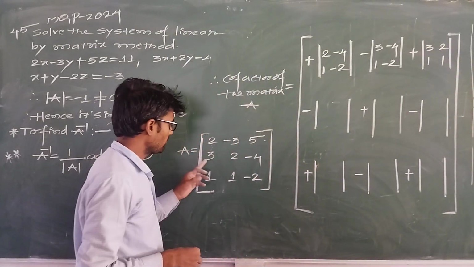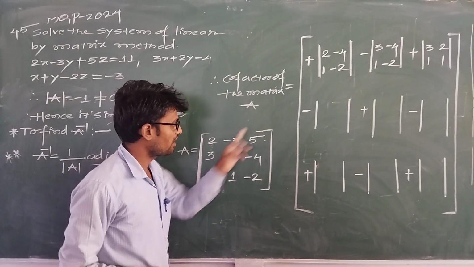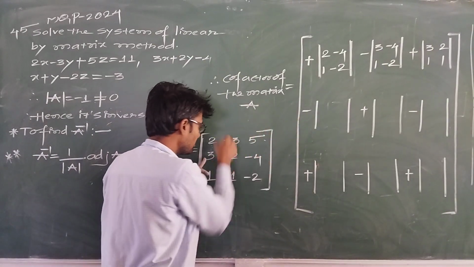Next you find the cofactor of 3. For the cofactor of 3, I already wrote the minus sign. Delete this row and this column.